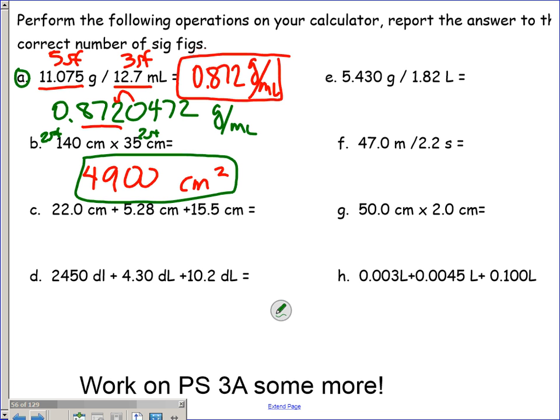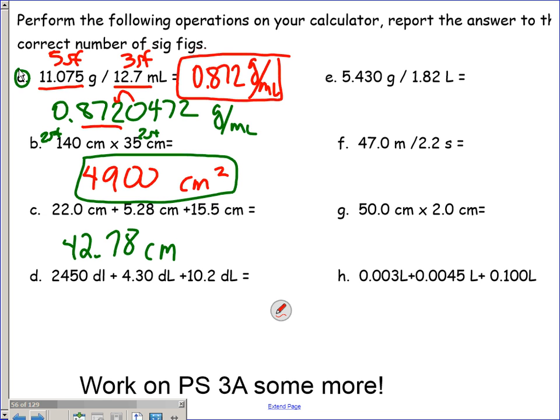And 3, what did you get? 42.78. What's the unit? Centimeters, right. All right, so sig figs or decimals? Why decimals? Because it's adding and subtracting. So you switch modes.